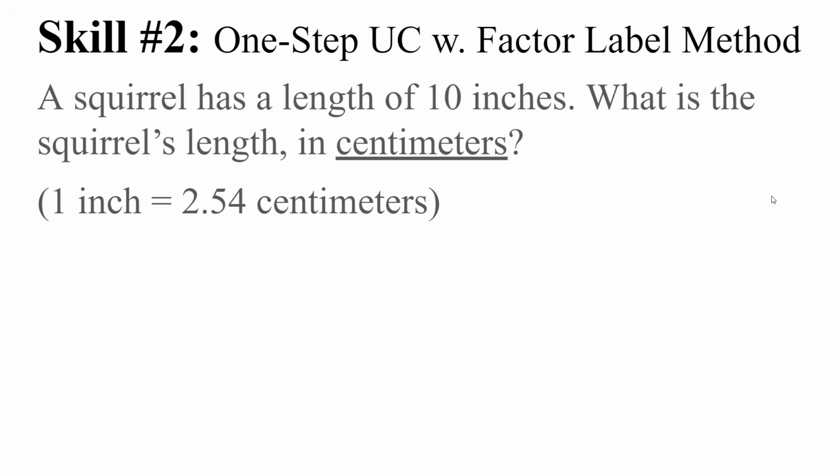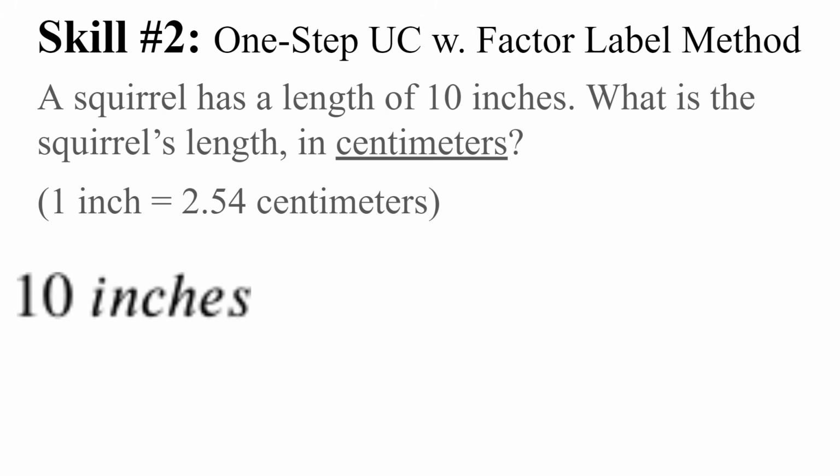Okay, the second skill is we're going to do one-step unit conversions using the factor label method. So here's a problem. A squirrel has a length of 10 inches. What is the squirrel's length in centimeters? And just like always on the SAT, they give us the necessary unit conversion. What we're going to do is first write down the thing they're asking us to convert, which is the 10 inches. And then we're going to put a parenthesis with either 1 inch on the top or bottom and then 2.54 centimeters on the top or bottom of the fraction. So you pretty much have a 50-50 chance of getting this right.